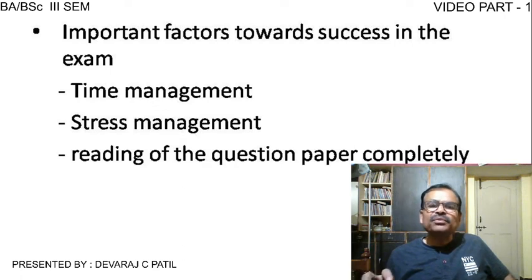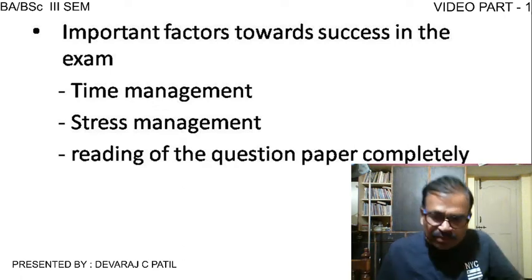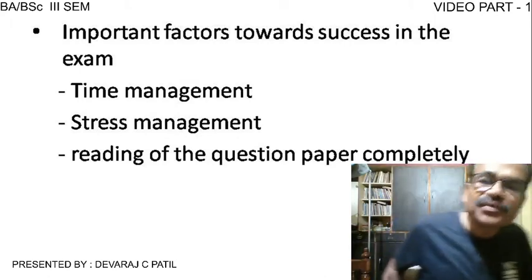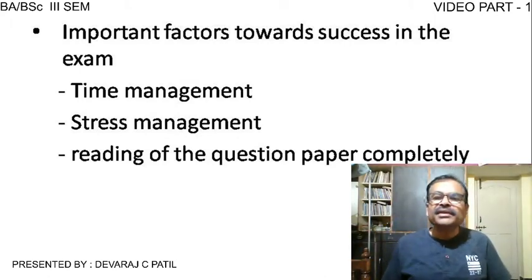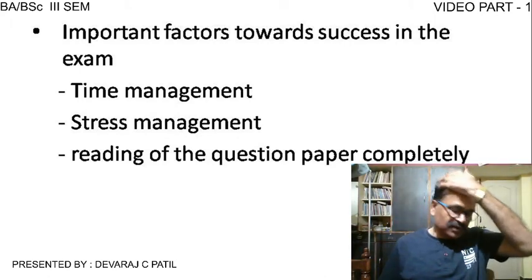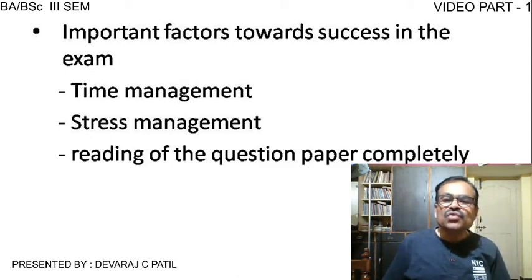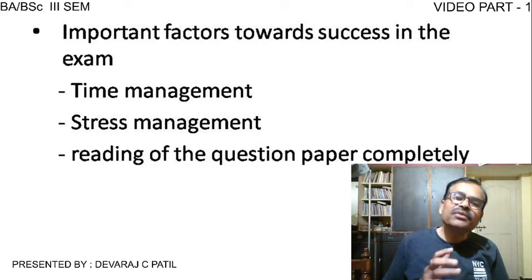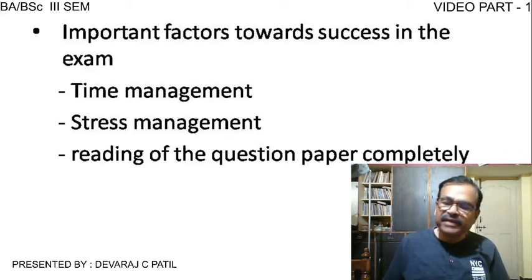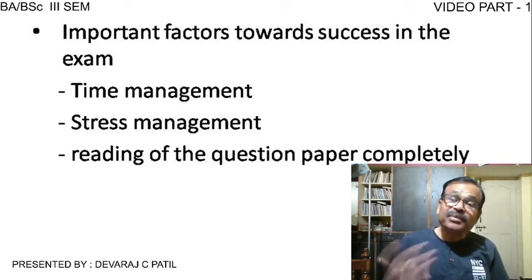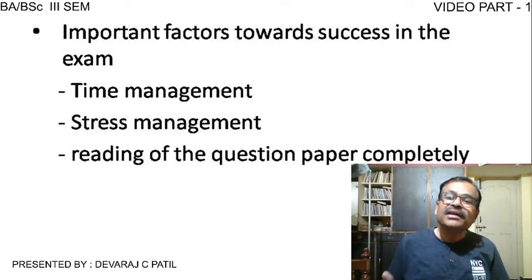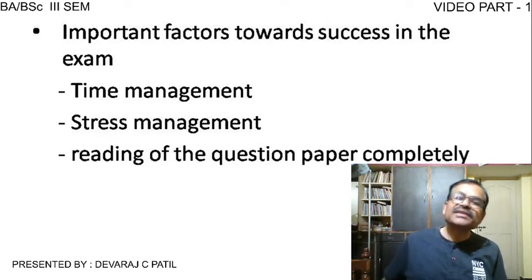To manage the stress, a very important thing is you have to be aware of the structure of the question paper, and also you have to be aware of the structure of the syllabus. If these two are known to you well in advance, you will prepare better for the examination, and better preparation for the examination will ease down that stress, so that leads to success.